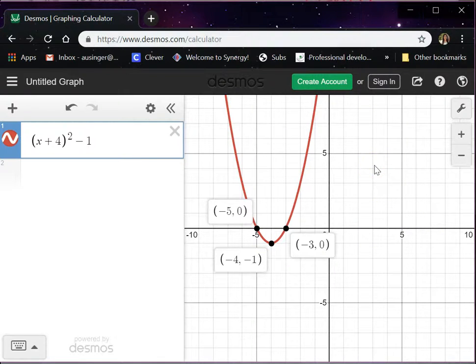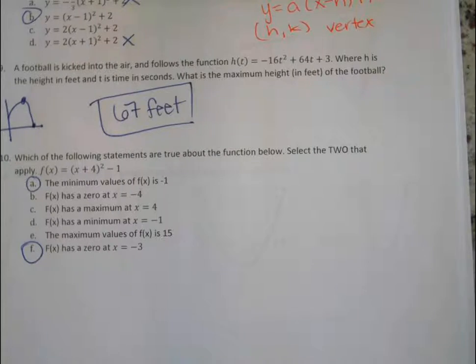It says it has a minimum at x equals negative 1. X equals negative 1 is right here. Also not right, because that's like the middle of the graph. Next one is the maximum value of f of x is 15. I cannot have a minimum and a maximum value on the same graph, so this is also not true. And the last one says f of x has a 0 at x equals negative 3. X equals negative 3, there is a 0 here where it crosses the x-axis. So that last choice is my last answer.